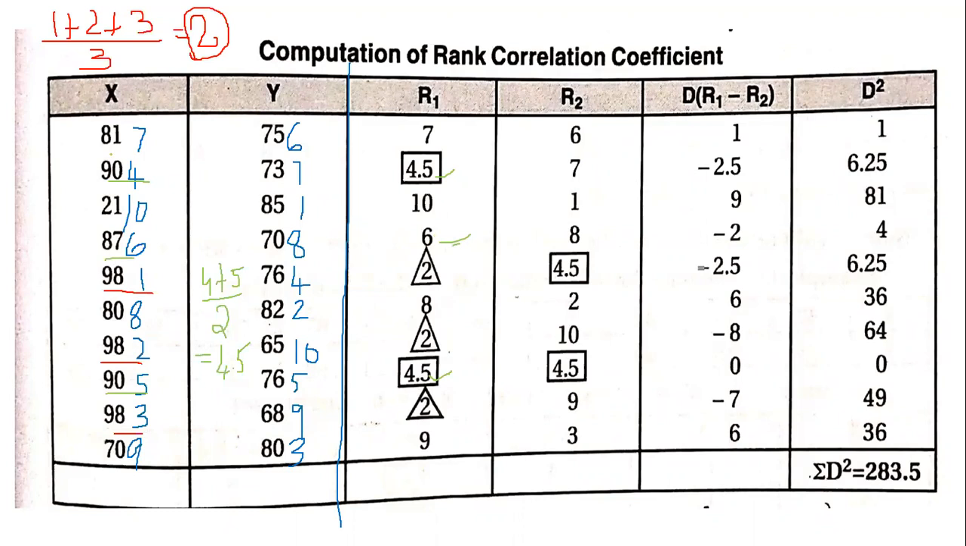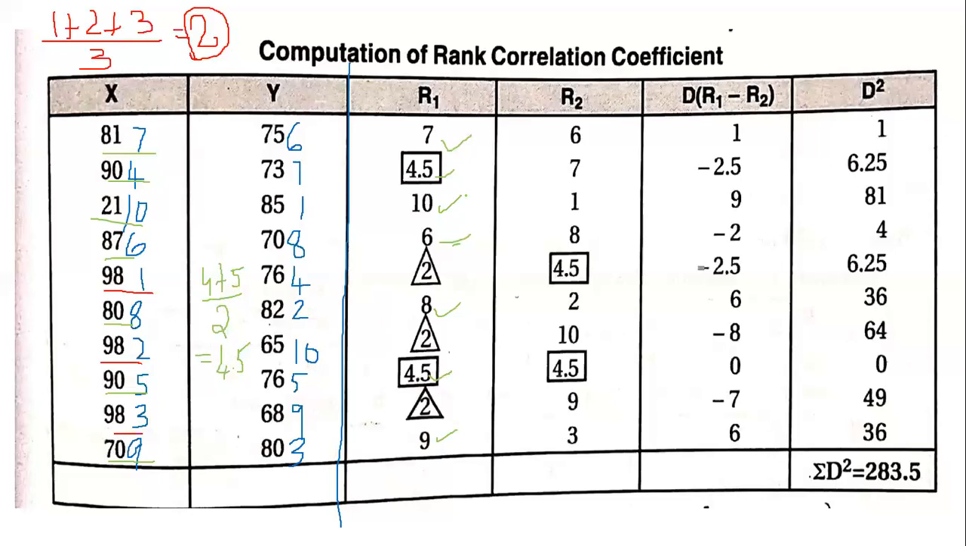Next, 7th rank. 81 is repeated once again? No, nowhere it is repeated. So 7th rank also will come as it is. Next, 8th rank, 80. Is 80 repeated? No, it is not repeated. So 8th rank is also given as it is. Next, 9th rank, that is 70. 70 is repeated anywhere here in X? No. So 9th rank also is given as it is. Next, the last one is 10th rank. 21 is also not repeated. So I give the 10th rank as it is. So this is how we assign the ranks when the numbers are repeated. So this was for X.